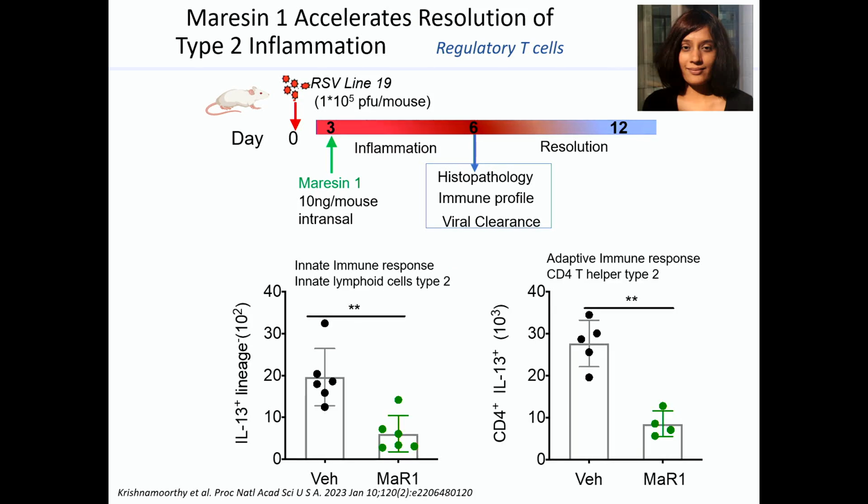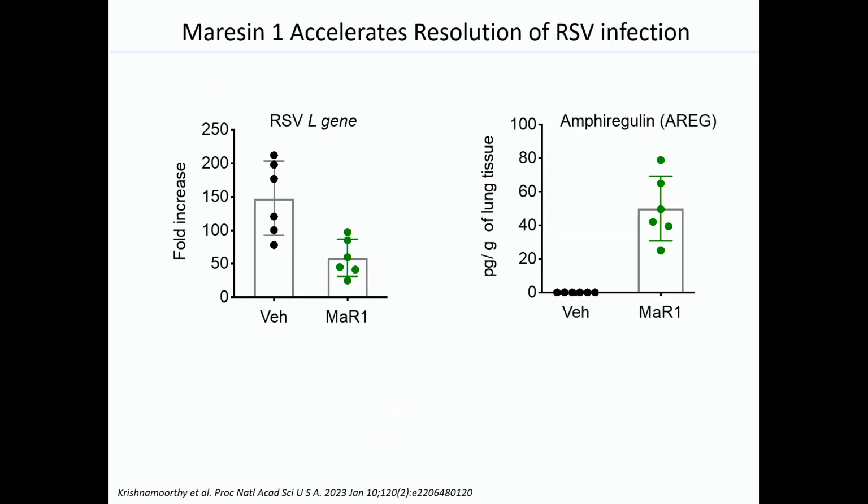When we look at ILC2s on the left, CD4 TH2s on the right, producing IL-13, these are potently regulated by Maresin-1. RSV-L gene is also decreased with Maresin-1, and interestingly, we see this increase in amphiregulin by Maresin-1, which we didn't see with the protectins. And this amphiregulin is a mucosal protective cytokine for the airway.